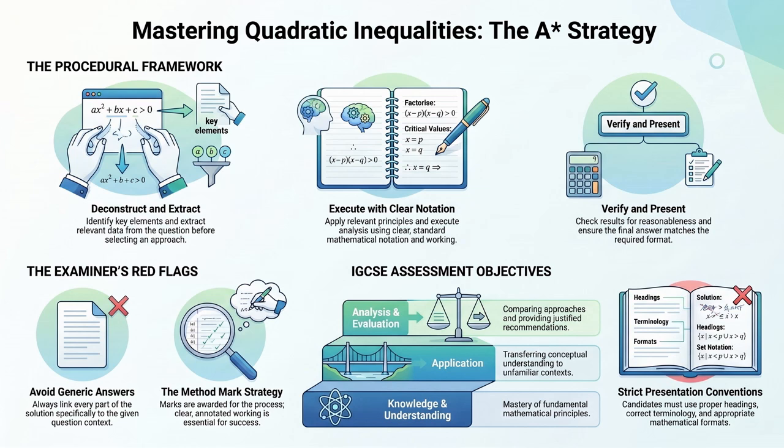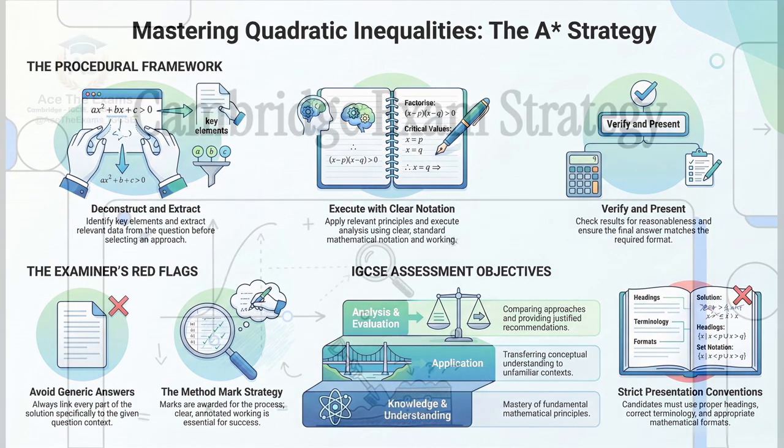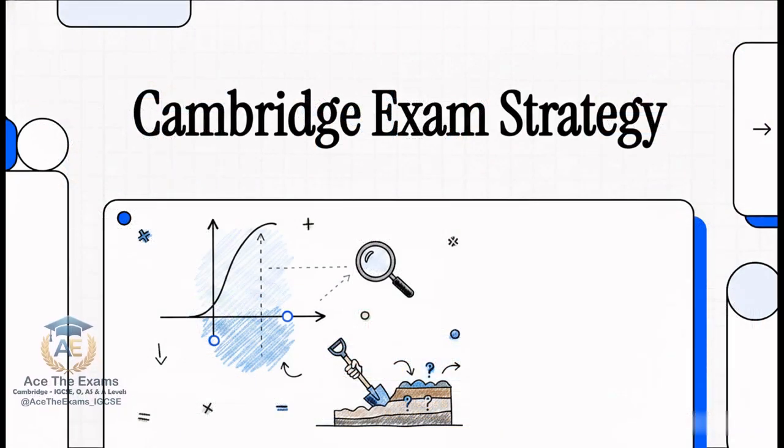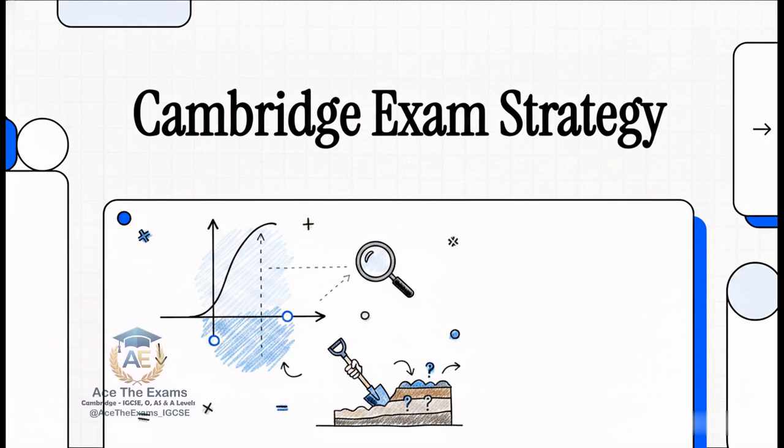Welcome to this explainer. Today, we are grabbing our tools and conducting a full-blown archaeological dig into the Cambridge Assessment Framework. We are uncovering the examiner's absolute top secrets to finding solution sets for quadratic inequalities. Look, if you are studying for the Cambridge Additional Mathematics exam, specifically syllabus code 0606, you already know the stakes.